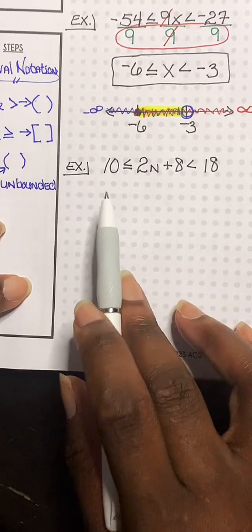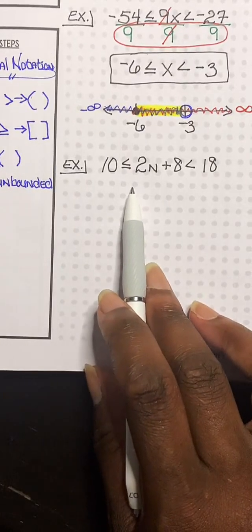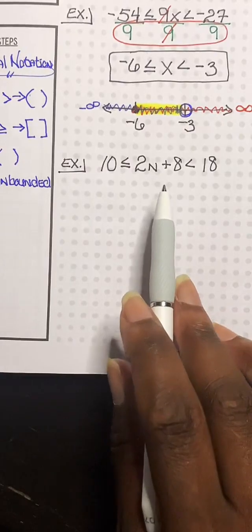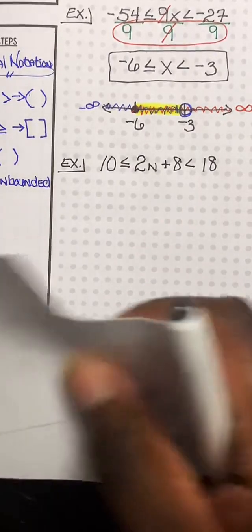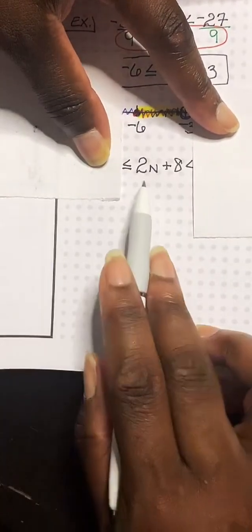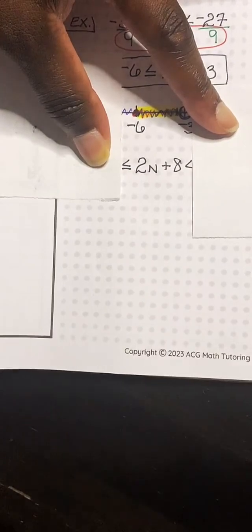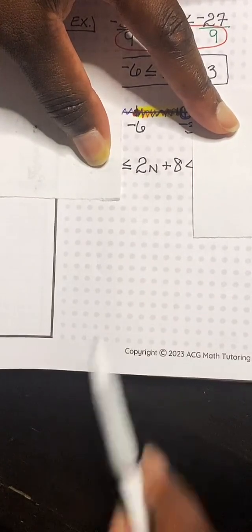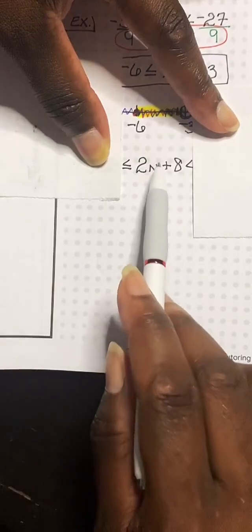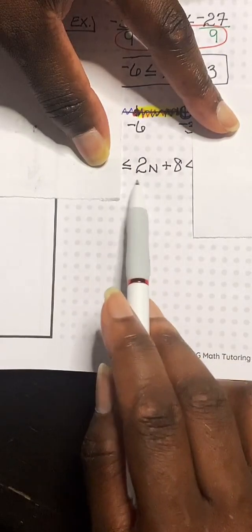Okay, so like I said before, let's get with this. You got to work from the inside out. So let me cover these two up. So the main goal is to get our variable by itself. So a lot of people are like, all right, cool, let me just divide both sides by 2. No. We need to isolate that 2n.